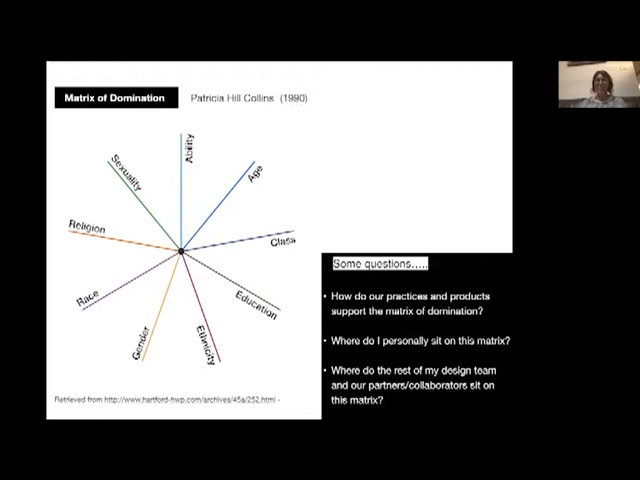And some questions that we can ask. How do our practices and products support the matrix of domination? Where do I personally sit on this matrix? Where do the rest of my design team and our partners and collaborators sit on this matrix? And something that I haven't noted there, but where do our funders sit on this? Where do the initiative's funders sit on this matrix as well? It's another question to ask.